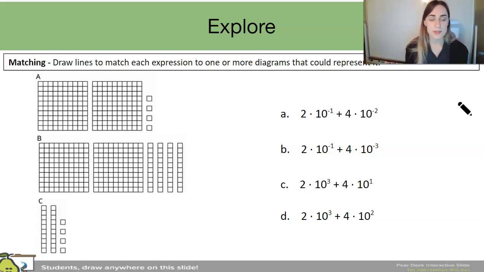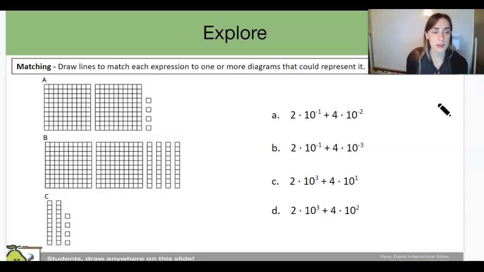B says 2 times 10 to the negative first power plus 4 times 10 to the negative third power. C is 2 times 10 to the third power plus 4 times 10 to the first power. And D says 2 times 10 to the third power plus 4 times 10 to the second power. So now pause, take some time to decide which diagrams or diagram could represent each of the expressions A through D. And when you're ready, we'll take a look at some students' thinking, and you can reflect as we move forward into the rest of the lesson.